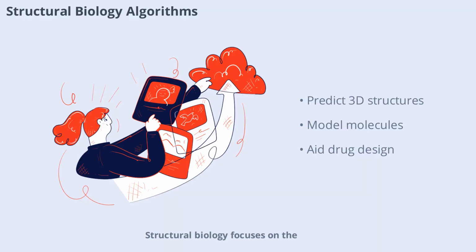Structural biology focuses on the three-dimensional shapes of biological molecules. Algorithms are used to predict and model these structures, based on experimental data or sequence information. Accurate structural models are essential for understanding how molecules function and interact, and for designing new drugs. Advances in algorithms have made it possible to predict protein structures with unprecedented accuracy.